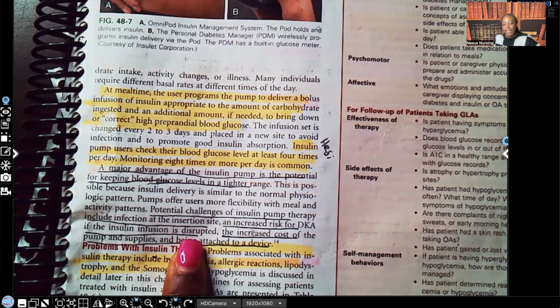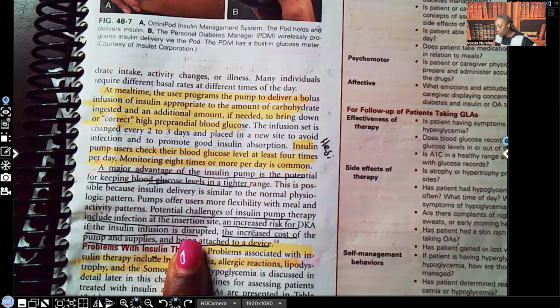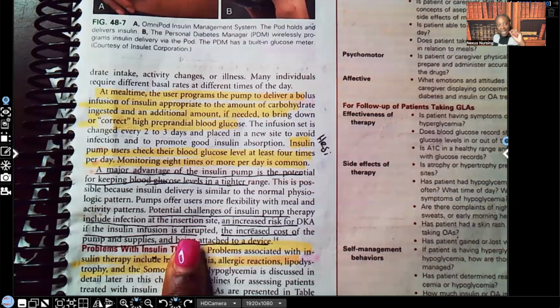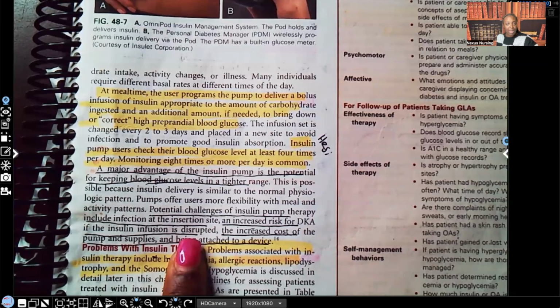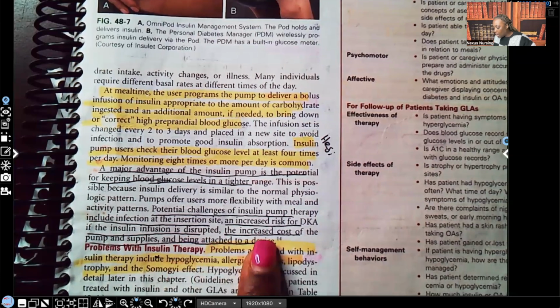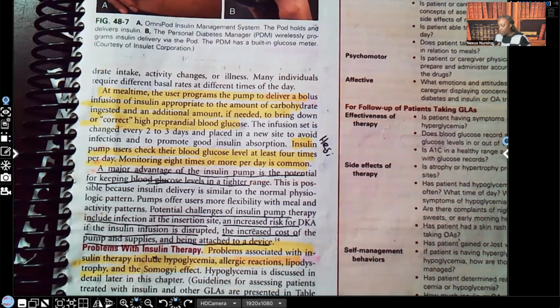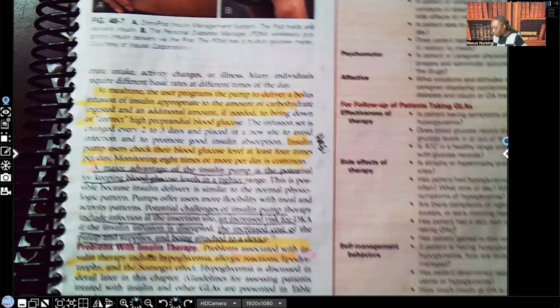The blood sugar goes up. And remember, what did I tell you about the type 1 diabetics? Are they more likely to have DKA or HHNKS? DKA, diabetic ketoacidosis. Okay, so this is very important. If that machine stops working, that patient's at risk for DKA because it's our type 1s who are going to be having the infusions. We see this more in the type 1s. Another challenge is the increased cost of the pump and the supplies being attached, because it's expensive.